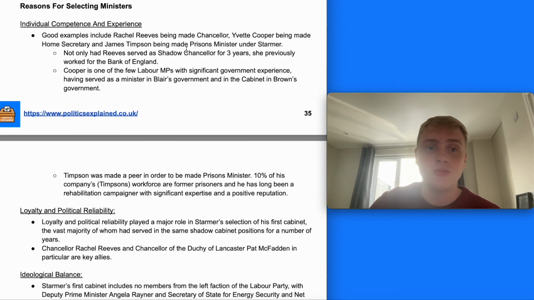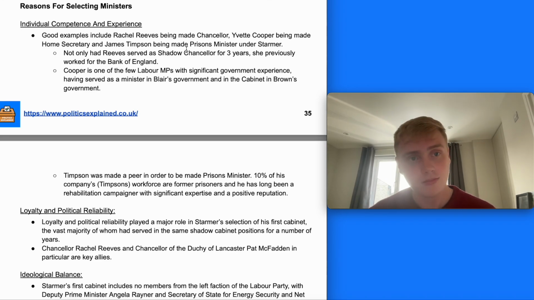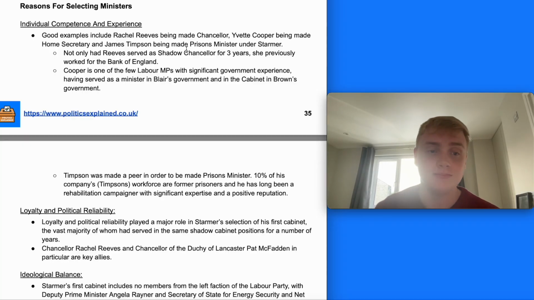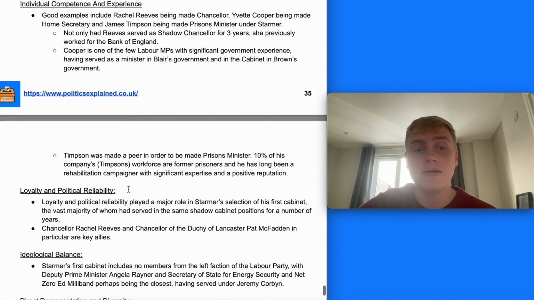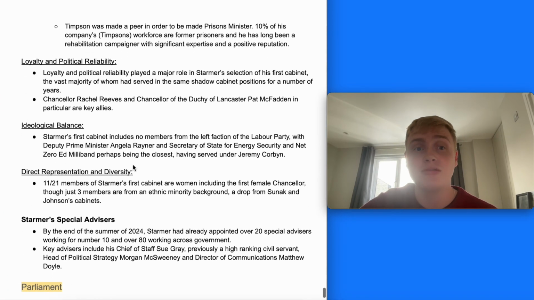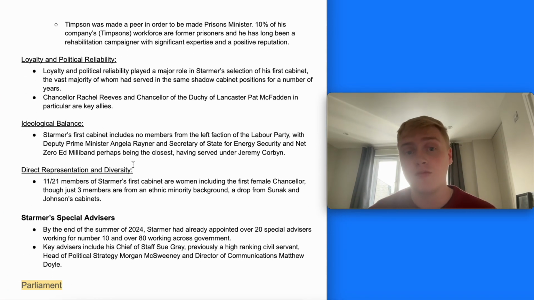Yvette Cooper was made Home Secretary. Not only had she been Shadow Home Secretary for a number of years, across a number of periods, but she was one of the few Labour MPs with significant government experience, having served in Blair's government and in the Cabinet in Brown's government. And James Timpson was made a peer in order to be made Prisons Minister. 10% of his company's workforce are former prisoners, and he's been chair of the Prison Reform Trust and has a long history as a rehabilitation campaigner with significant experience and a positive reputation in the sector.